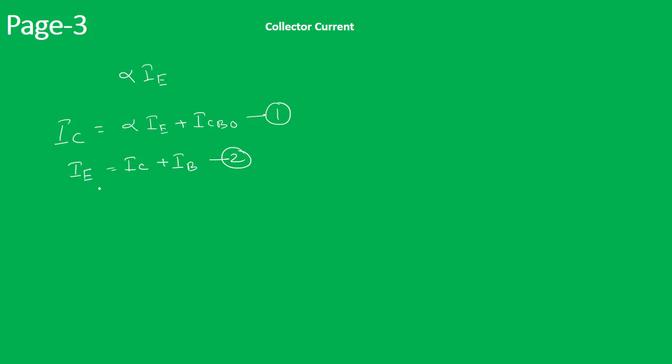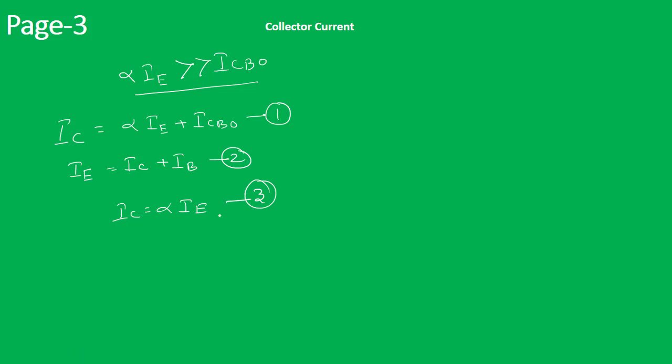Now if alpha IE is much greater than ICBO, which under normal circumstances is the case, then we can write IC is equal to alpha IE only, by ignoring ICBO in equation 1. Let us name it as relation number 3.